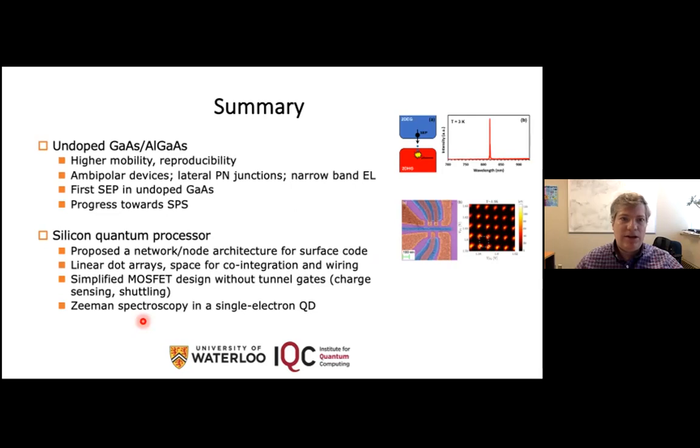And with the silicon processor, we proposed a network architecture for implementing a surface code that only utilizes linear dot arrays, gives space for co-integration and wiring. We introduced a simplified MOSFET design without tunnel gates that can be used for charge sensing or shuttling. And we showed Zeeman spectroscopy in a single electron quantum dot.